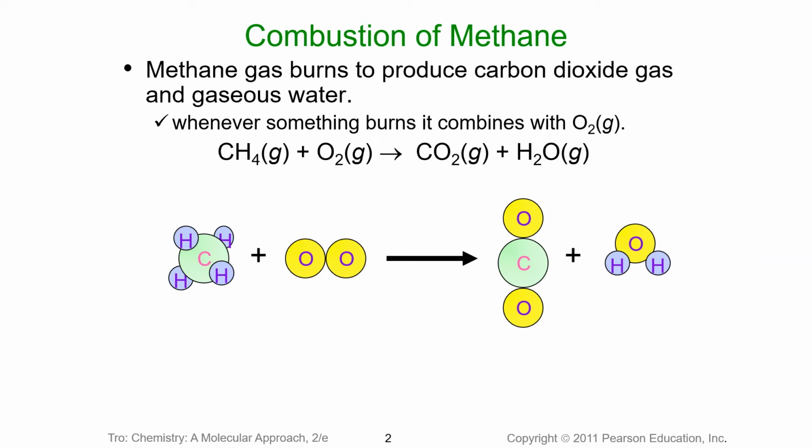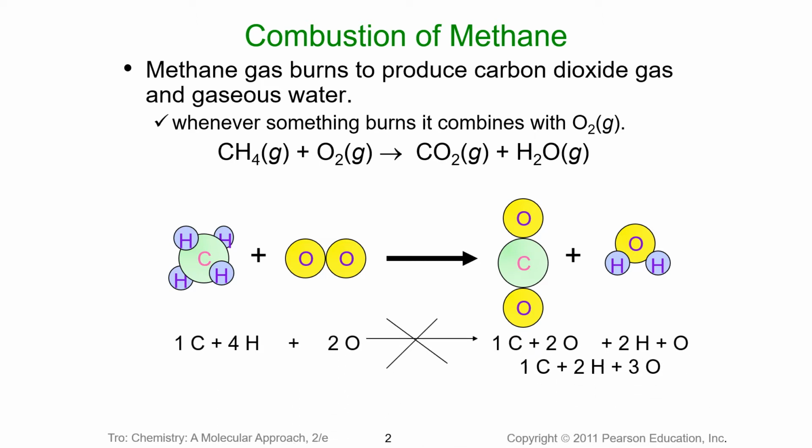Now we have a bit of a problem with the way that this is written. If you look at this drawn out as the molecules, you may notice that we have more oxygen on the product side than we do on the reactant side. We also have less hydrogen. So this is not the chemical reaction that is happening. What do we have to do to change this to make it a proper chemical reaction?